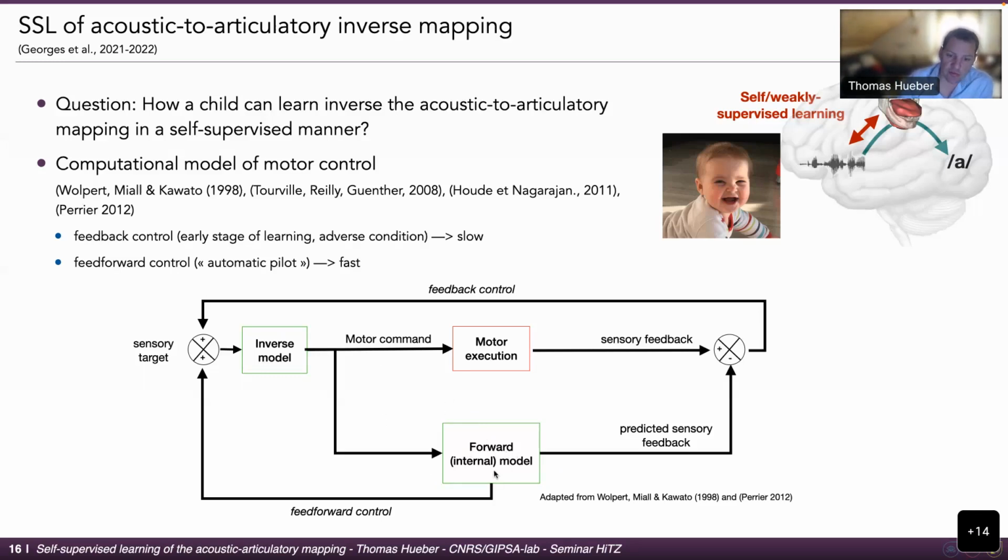So based on the prediction of the forward internal model, which is available before the execution and the production of the sound, so available sooner, we can adjust the motor command and progressively come closer to the targets that we want to reach. So in those models, we basically have three components. The inverse model, the first component, the one that we try to learn in a self-supervised manner. We have some kind of physical system that executes the motor command and produces sounds. And we have another model, an internal model that tries to mimic, or actually to model, this motor execution.